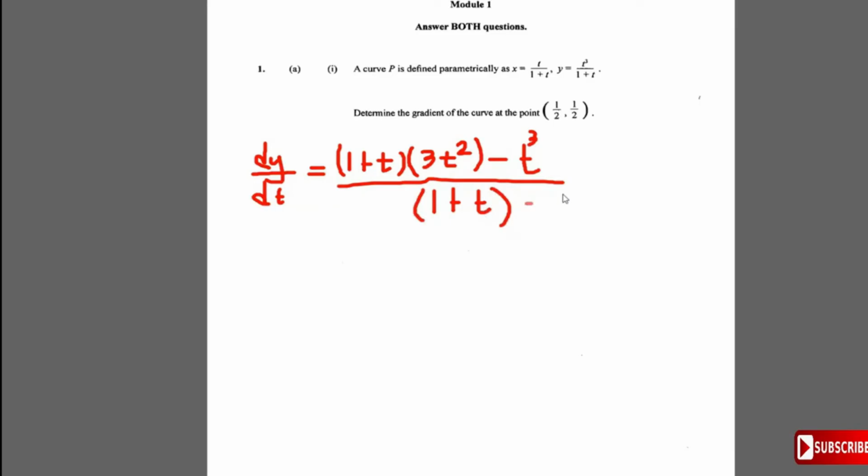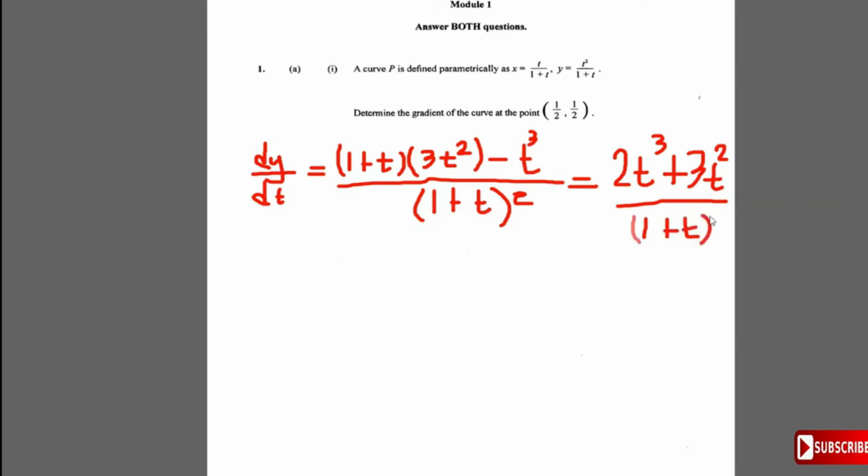We can go ahead and simplify this. If you expand this, you get 3t squared plus 3t cubed. 3t cubed minus t cubed is 2t cubed. And then you have this one times 3t squared, so it's 2t cubed plus 3t squared, over 1 plus t all squared. So that's dy by dt.